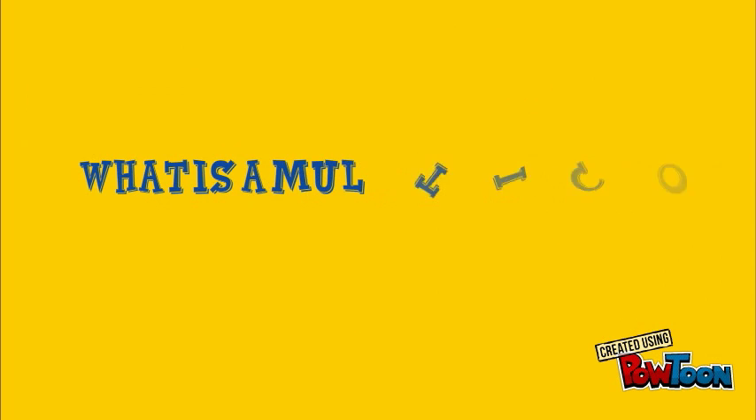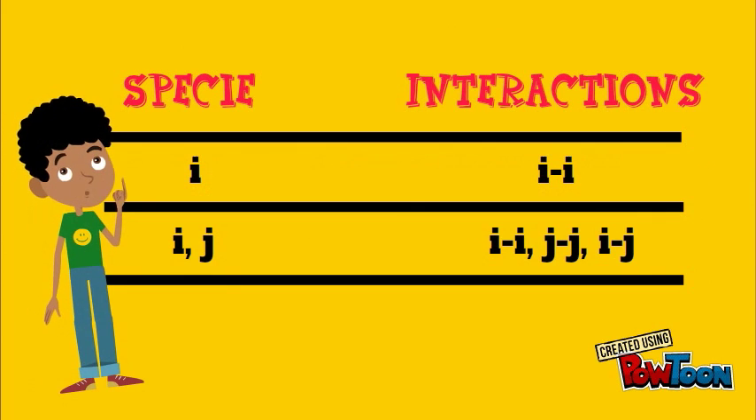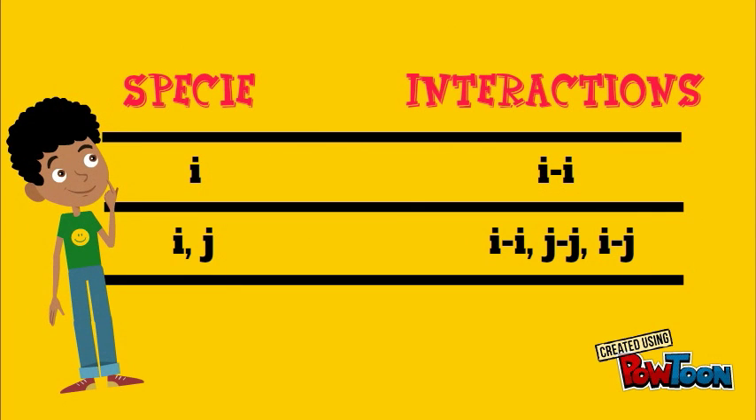What is a multi-component system? It's a system that has two or more species, and the interactions are between the first component, the second component, and between them.